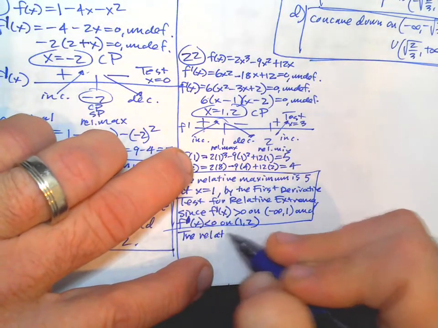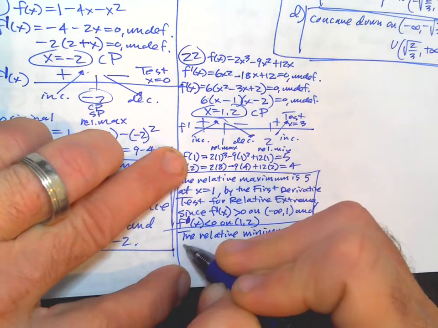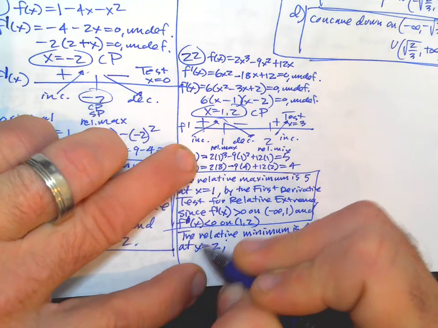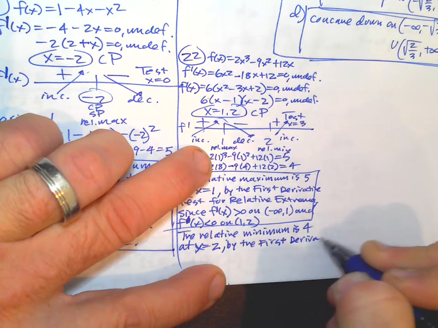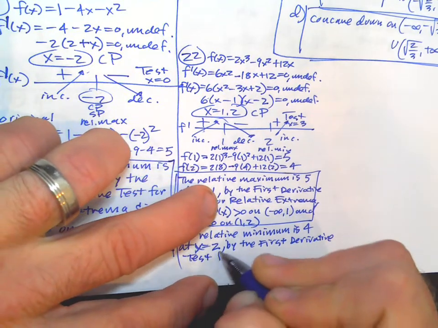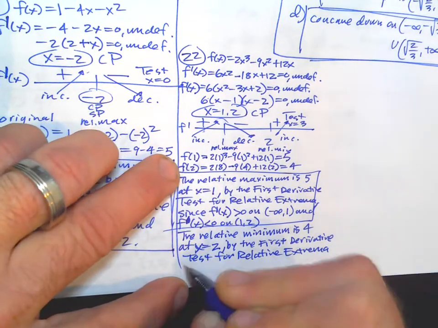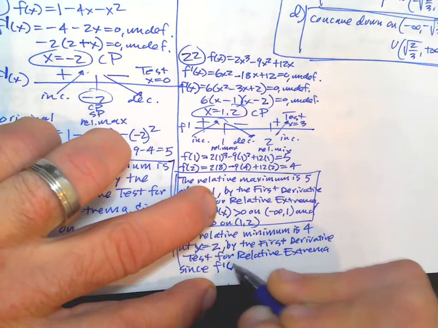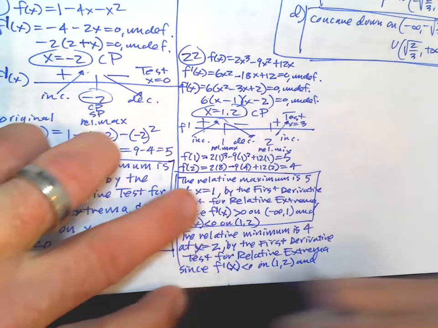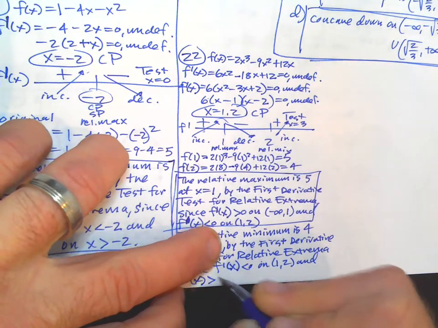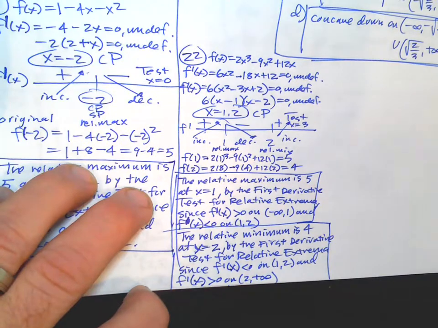The relative minimum is 4 at x equals 2 by the first derivative test for relative extrema, since f prime of x was negative on the left, on 1 to 2, and f prime of x was positive on the right, 2 to positive infinity. Yeah, justification, hard stuff.